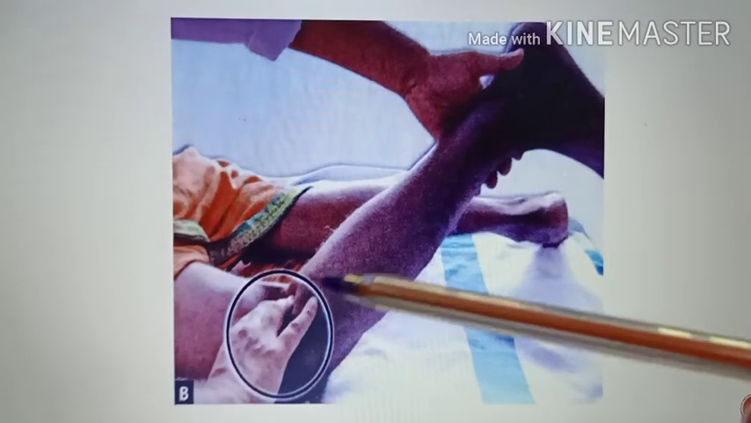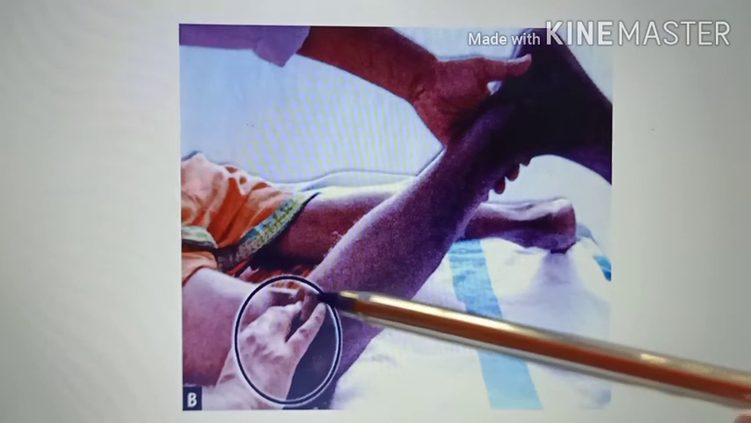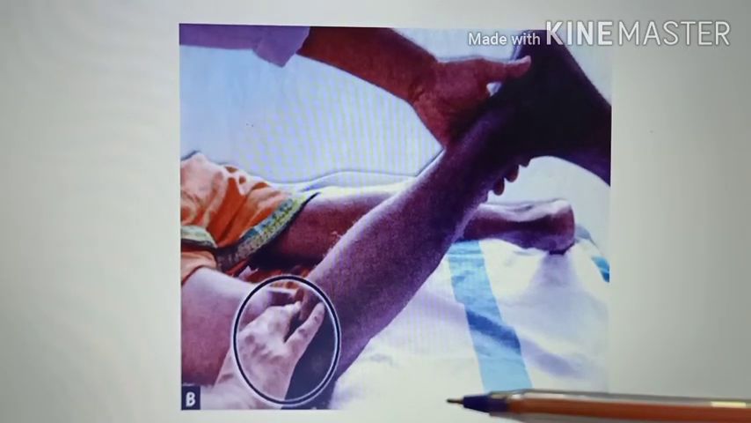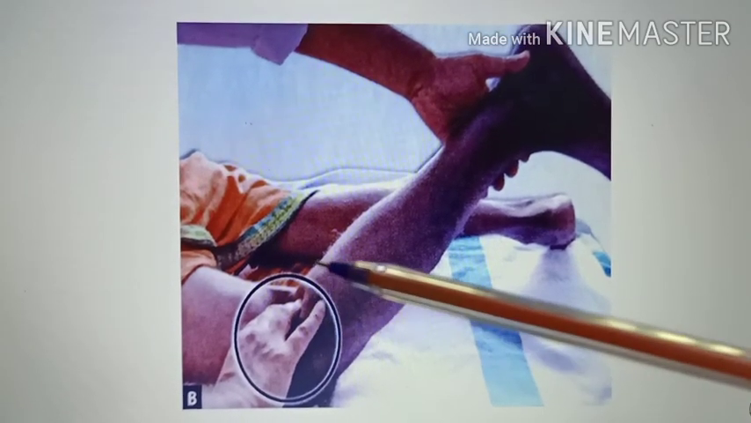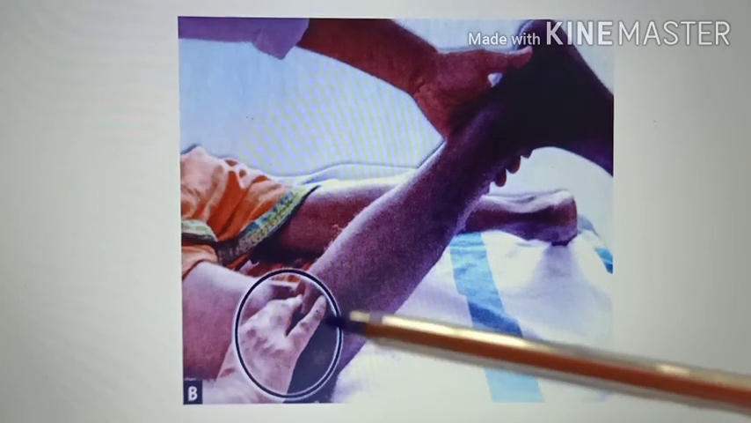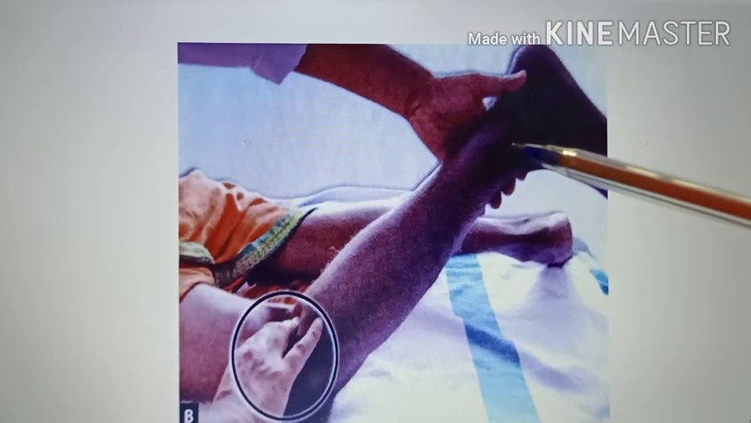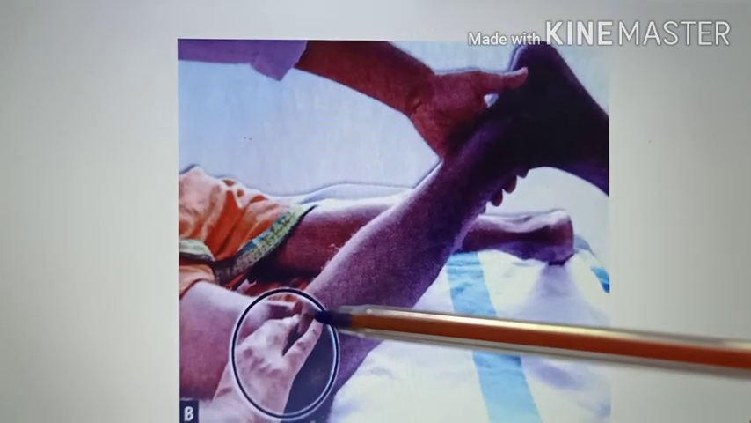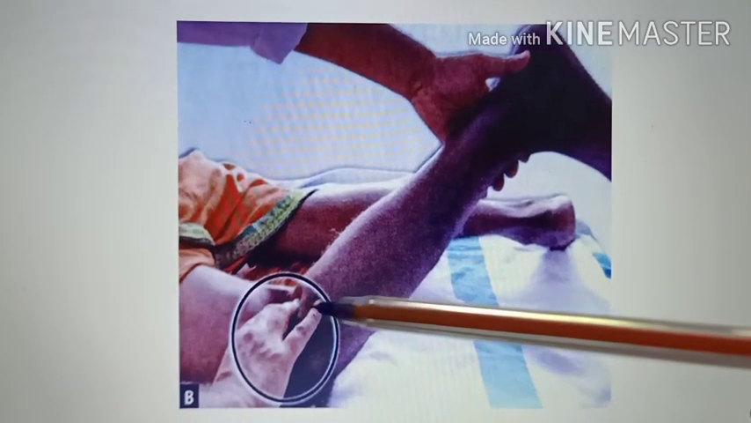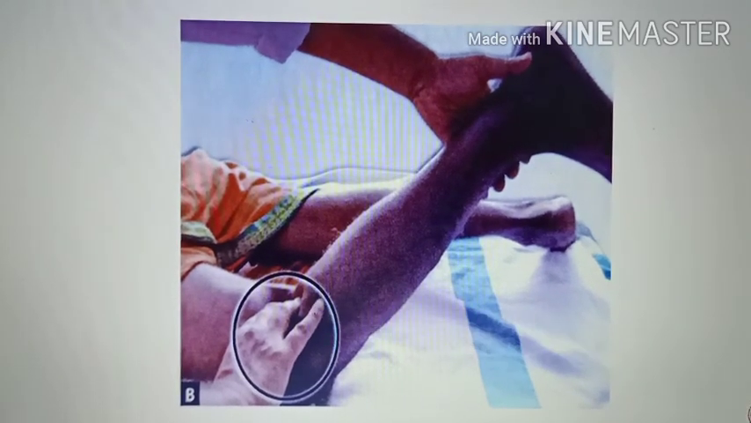This slide is also showing how to palpate the popliteal pulse, but this is when the patient is in a prone position. In the previous picture, the patient was in supine position. Here the patient is in prone position. You are supposed to flex the knee to 90 degrees. In this picture it is not shown exactly at 90 degrees, but you are supposed to flex the knee up to 90 degrees and press the thumb deep into the popliteal fossa. When you do this, you can palpate the popliteal pulse.